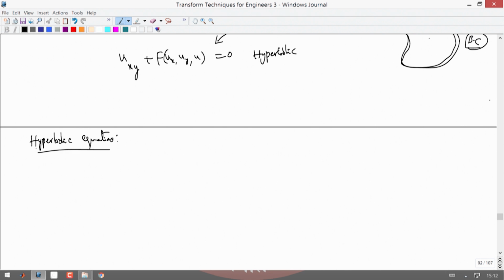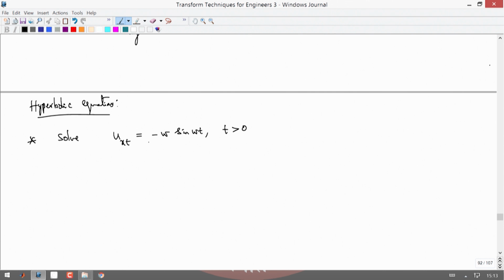How do you solve this? Let me write the problem. So solve this u_xt. x and t are independent variables, u is a dependent variable, and this is minus omega sin omega t, t is positive. So you need to apply Laplace transform. So I consider one of the variables as t. So t is this, and x is on the full real line.